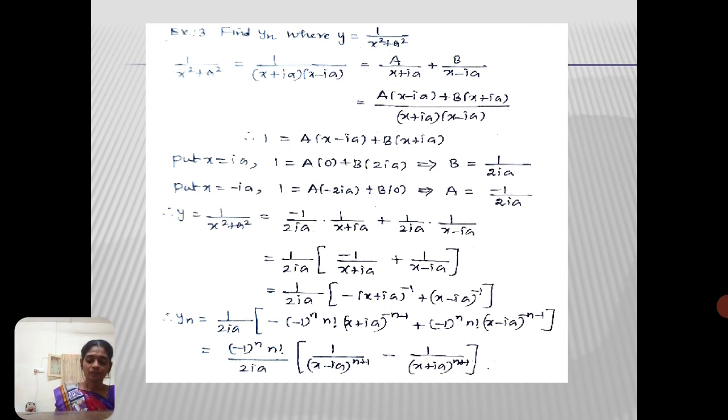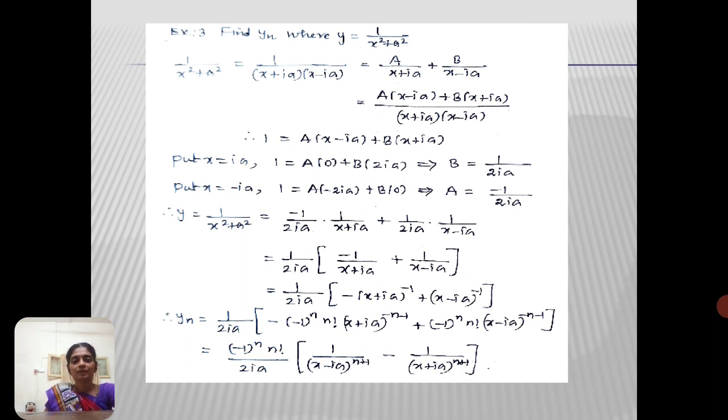Example 3. Find yn where y equals 1 by x square plus a square. Here x square plus a square can be written as x plus ia into x minus ia. Now we write this expression in partial fractions as a by x plus ia plus b by x minus ia. On simplifying, we arrive at a as minus 1 by 2ia, b as 1 by 2ia. On substituting these values, we get y equal to 1 by 2ia into minus 1 by x plus ia plus 1 by x minus ia.